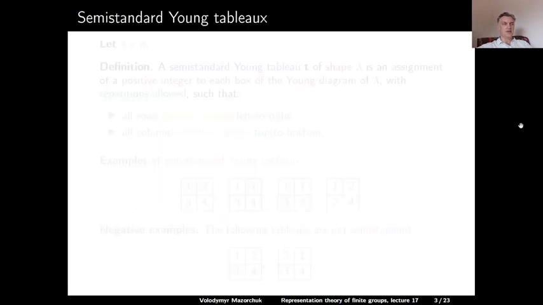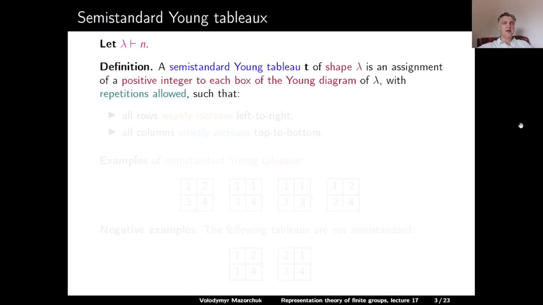In order to formulate the main result, we need to introduce the notion of a semi-standard Young tableau. So let lambda be a partition of n. A semi-standard Young tableau T of shape lambda is an assignment of a positive integer to each box of the Young diagram of lambda with repetitions allowed, such that the following two conditions are satisfied. All rows weakly increase left to right, and all columns strictly increase top to bottom.